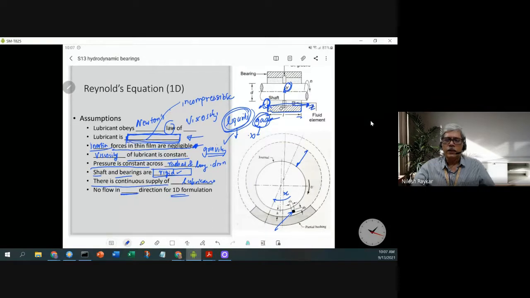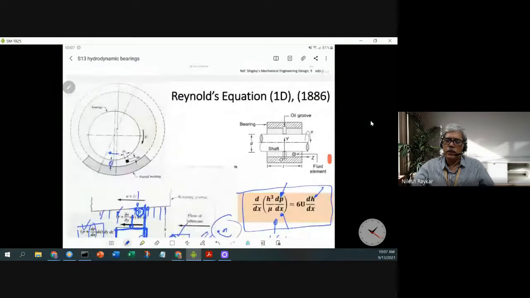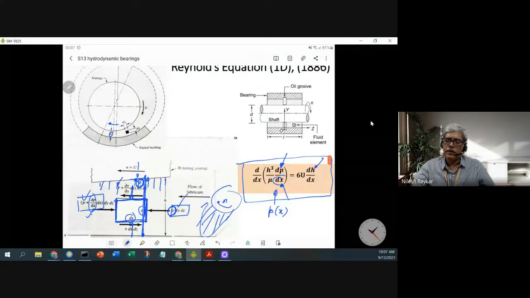So the differential equation has only an x term. There is no y and z term. Sorry, there is a 2D formulation of Reynolds equation and there is a 1D formulation. What we'll be discussing here is the 1D formulation, which is easier to understand.